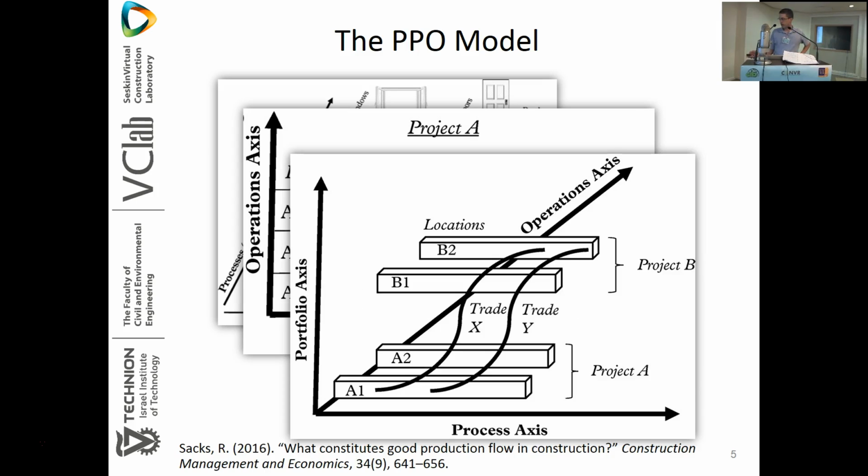The PPO model adds another element, another axis, which is the portfolio. In construction, a general contractor and a subcontractor don't typically have only one project that they're working on. They're moving around different projects and trying to balance the demands of one project versus the other, and where they send the resources, which is true both for what general contractors send to subcontractors and also for subcontractors in terms of how they allocate their labor.